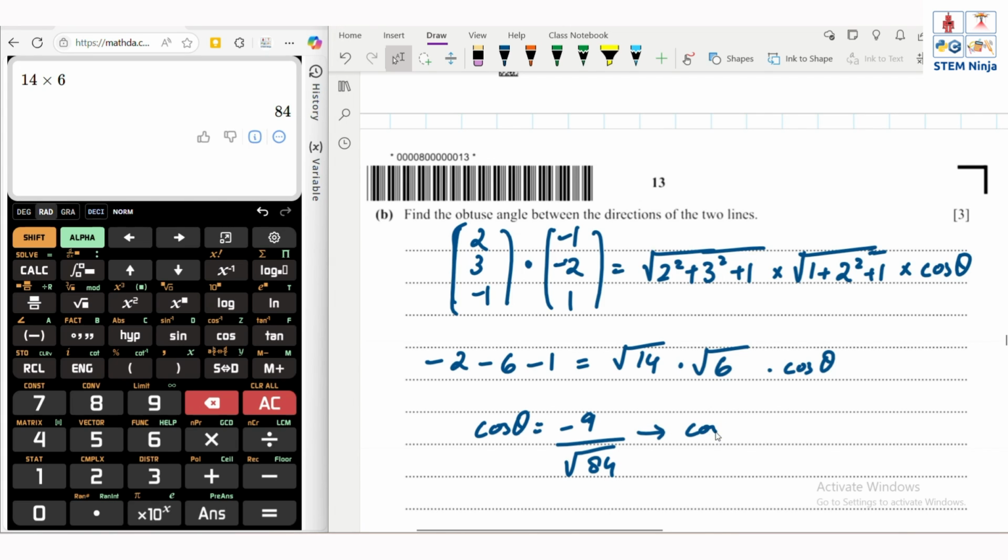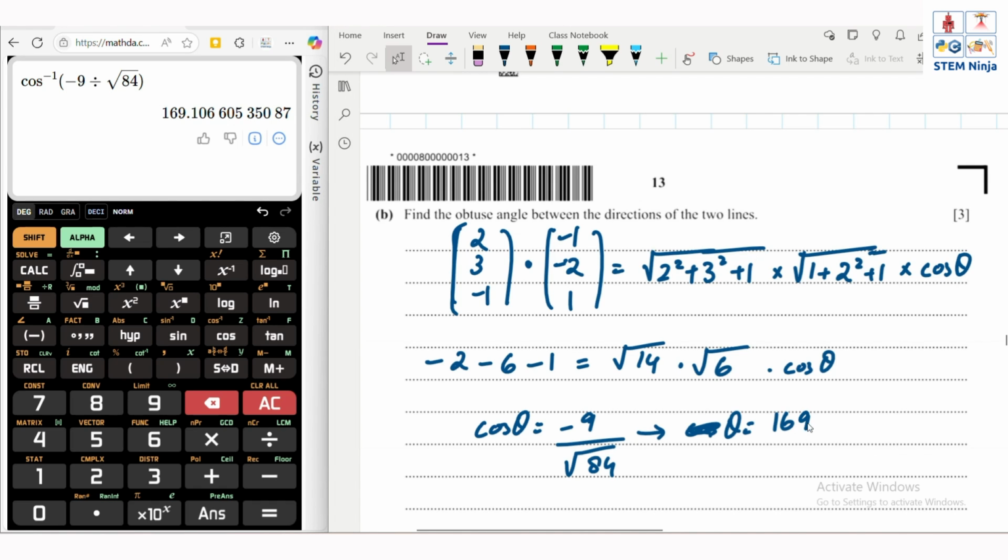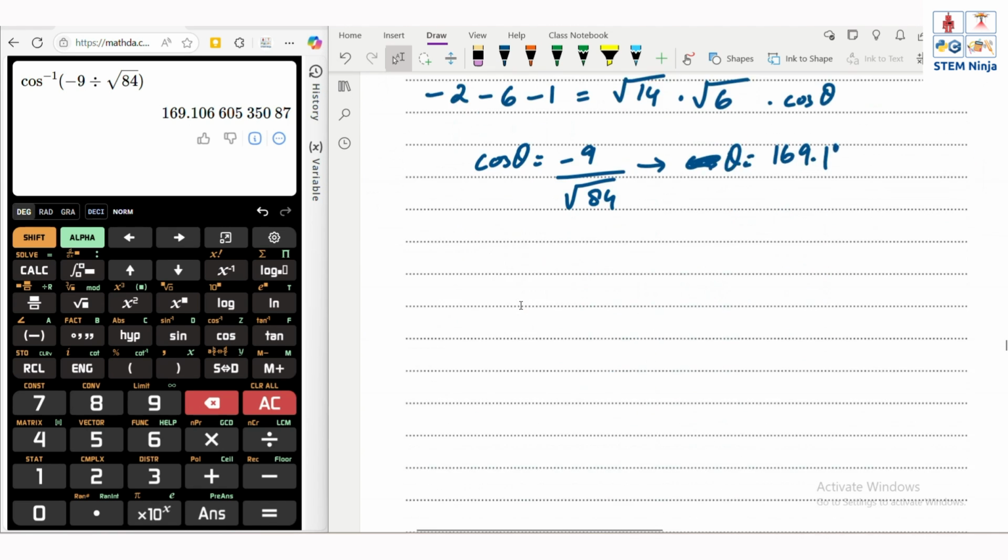So theta would be cos inverse of minus 9 divided by square root of 84. We get 169.1 degrees. That's it. All right, moving on.